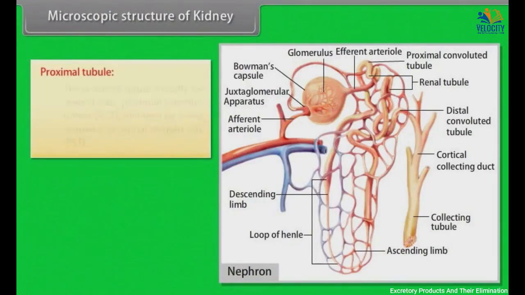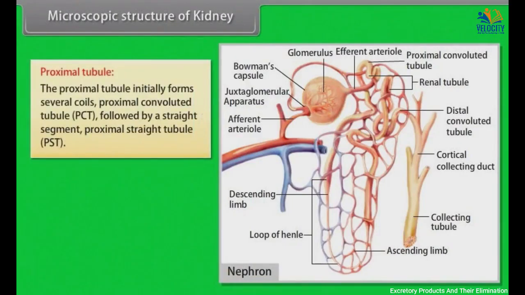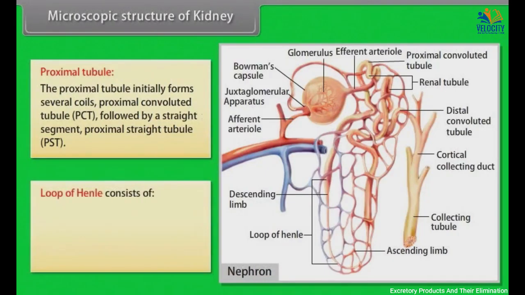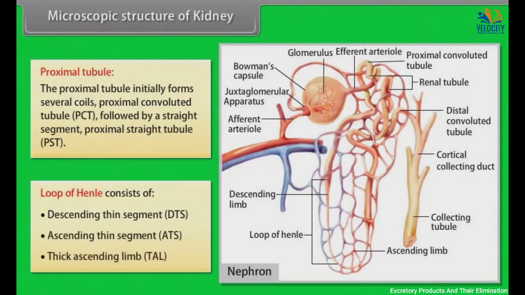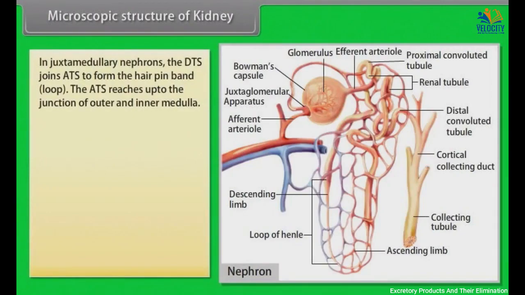Proximal tubule. The proximal tubule initially forms several coils, proximal convoluted tubules PCT, followed by a straight segment, proximal straight tubule PST. Loop of Henle consists of descending thin segment, ascending thin segment and thick ascending limb. In juxtamedullary nephrons, the DTS joins ATS to form the hairpin bend.